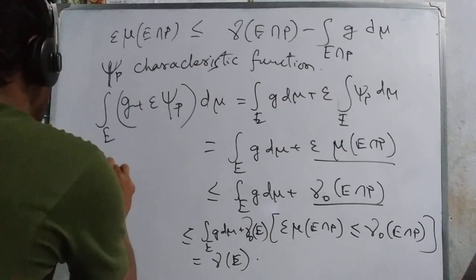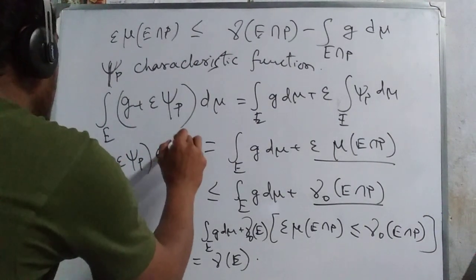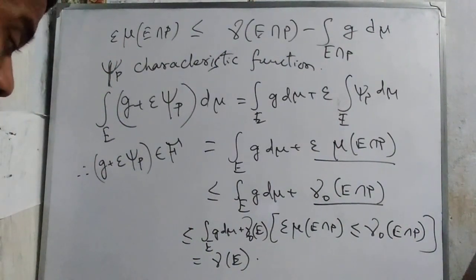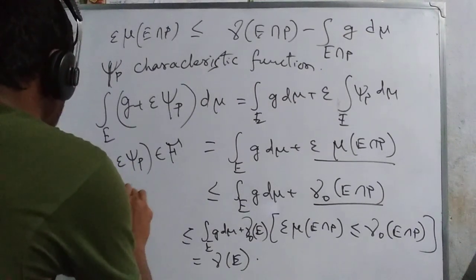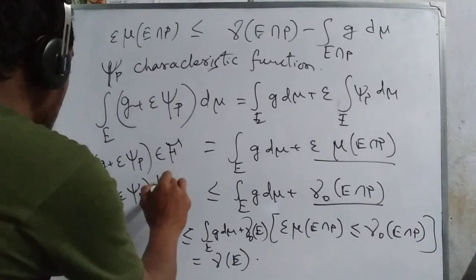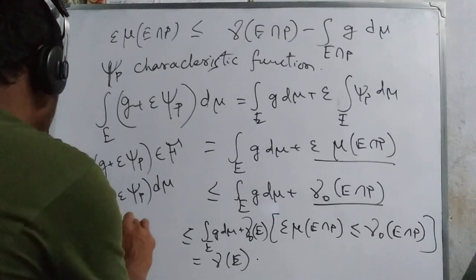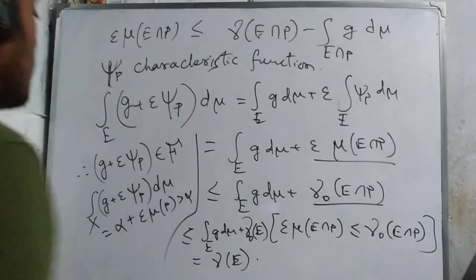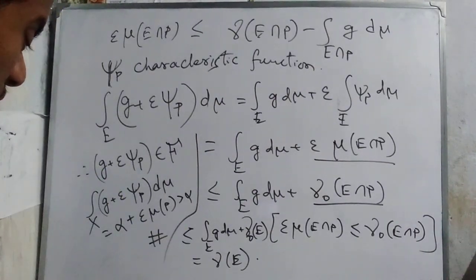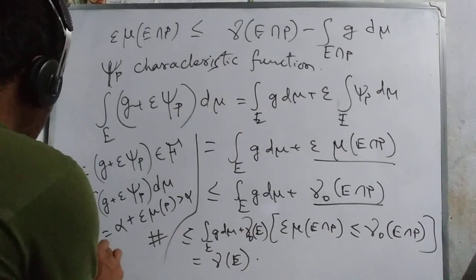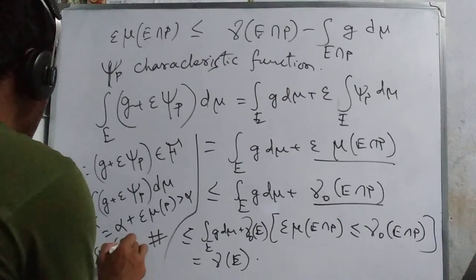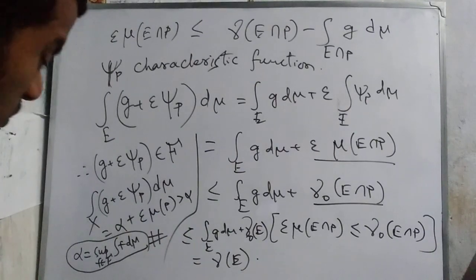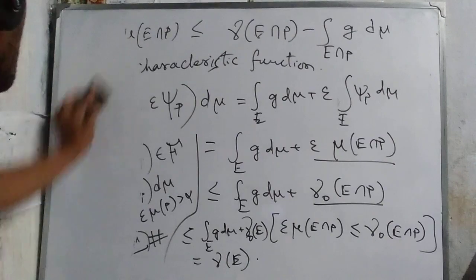Then g plus epsilon psi p belongs to this class f. Then the integral over x of g plus epsilon psi p d mu equals alpha plus epsilon mu of p, and obviously this is greater than alpha. Here some contradiction occurs, because we know that alpha equals the supremum over f in this class f of the integral of f d mu. But here this does not happen, so a contradiction occurs.